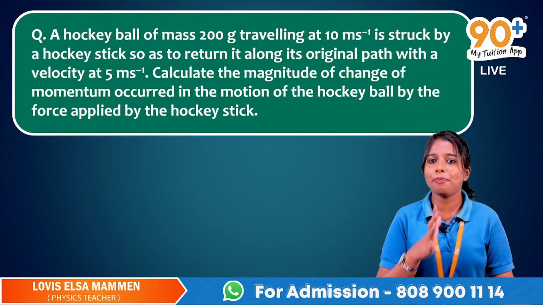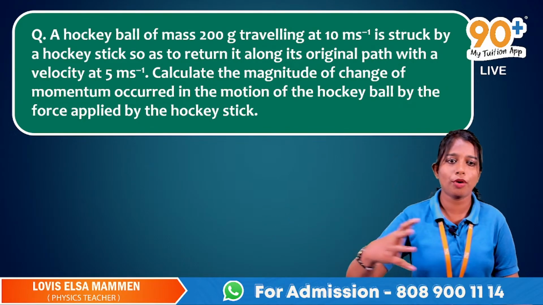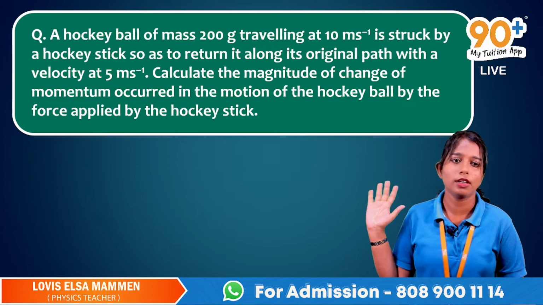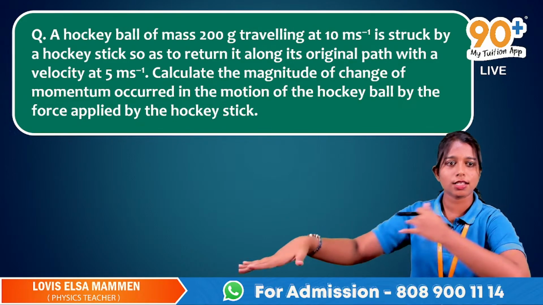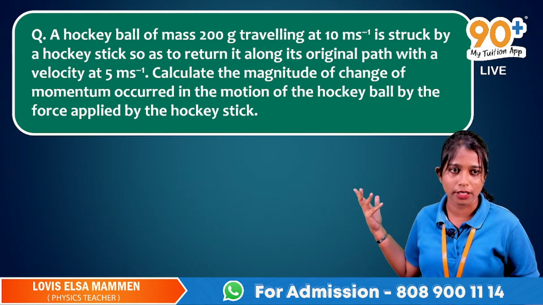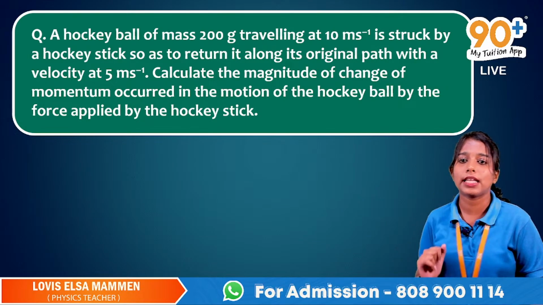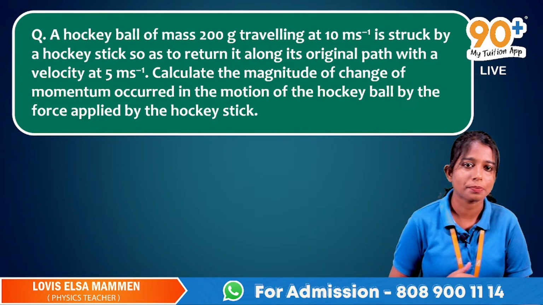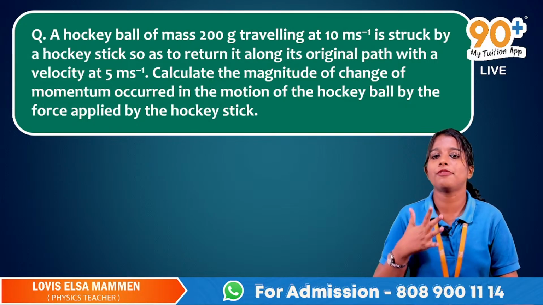And what happened? Obviously, the hockey ball returns along the same original path it came from. The hockey ball is going, it is hit with the hockey stick, and it returns along the path it went. It is returning along the original path itself. Now you are asked to find the magnitude of change of momentum.